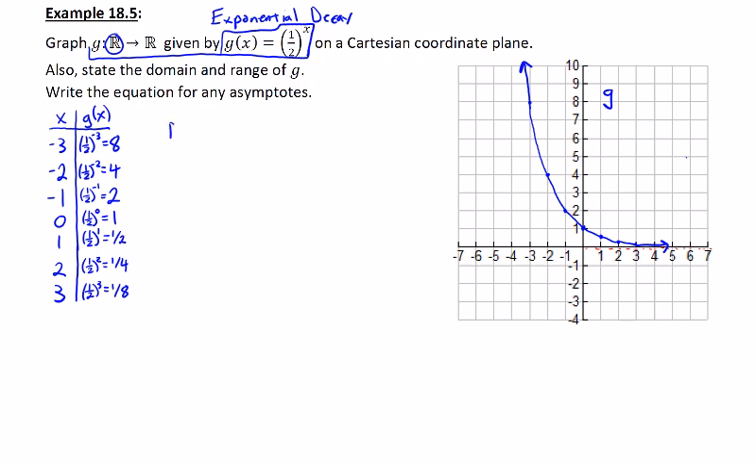The domain of g was given to us by the function definition as all real numbers. The range of g will be from 0 to infinity, and the only asymptote is that horizontal asymptote located at y equals 0.